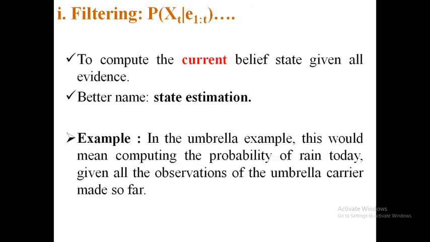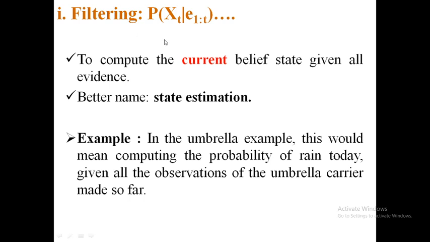See, I highlighted this main word, filtering, in red letters. The filtering will depend upon the current belief. So it will consider only the current information. It will not consider any previous or future thing. If it is so, that means it is called filtering.